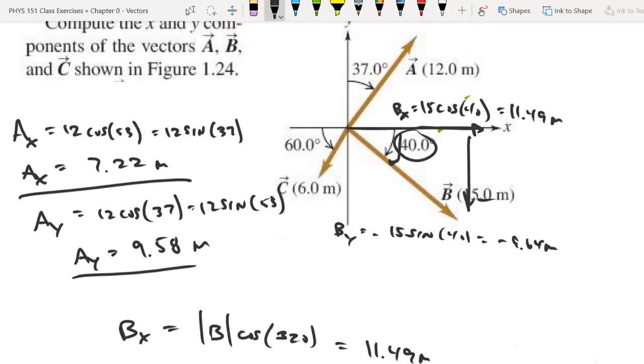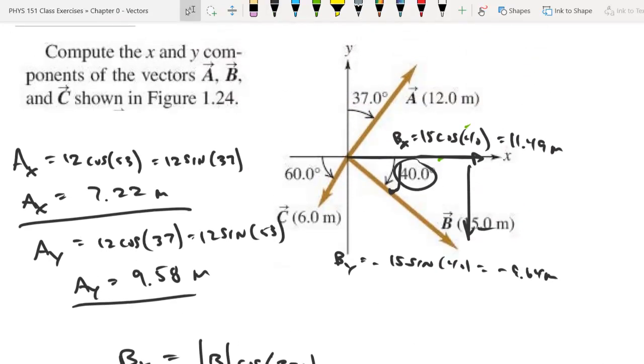Taking a look at C, I'll do this one a little bit more quickly here. For C, we have a couple ways I can say this. This is 6 meters at 60 degrees counterclockwise off the horizontal, or I can say this is 6 meters at, what do we have here, 180 plus 60, that is 240 degrees, right? So 6 meters at 240 degrees. I can use the 60 degree reference or just the 240 in standard position there.